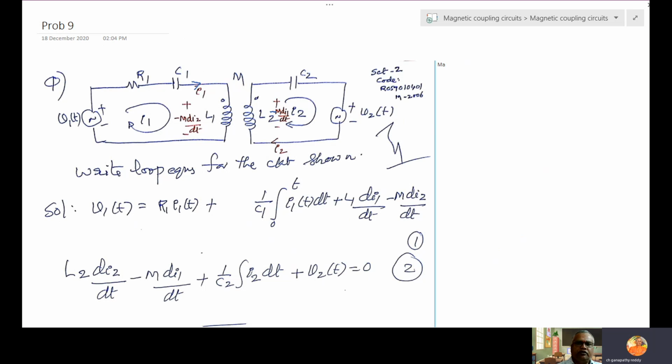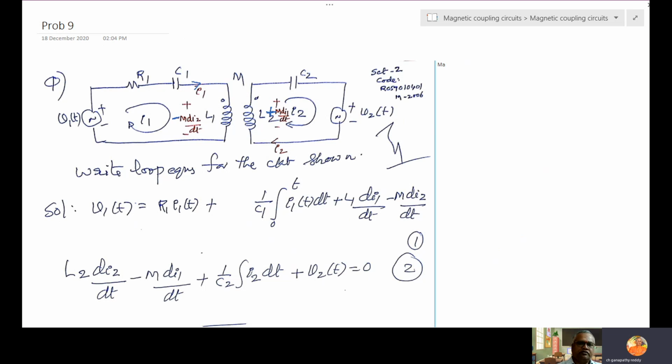Okay, I1 entering at dot, sensing at dot is plus. But this I2 entering at undotted, sensing at dot, this is minus, correct? This should be this. I1 entering at dot, sensing at dot is plus. But I2 is entering at undotted, sensing at dot is minus. So minus M di2 by dt.